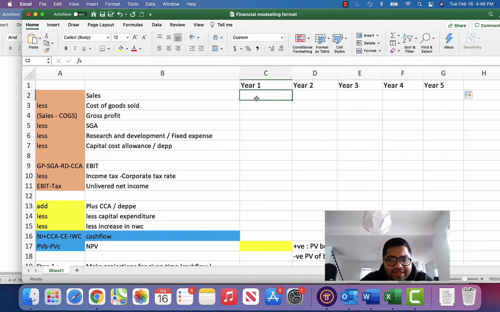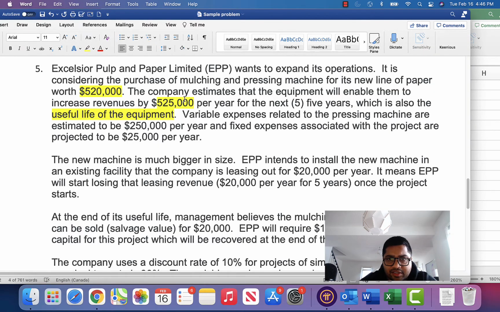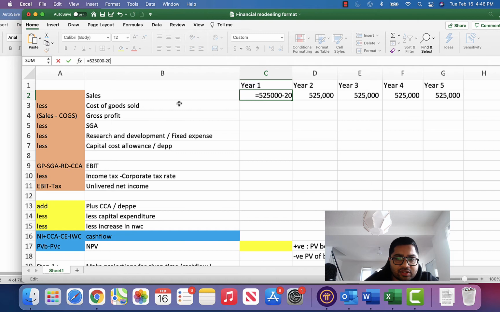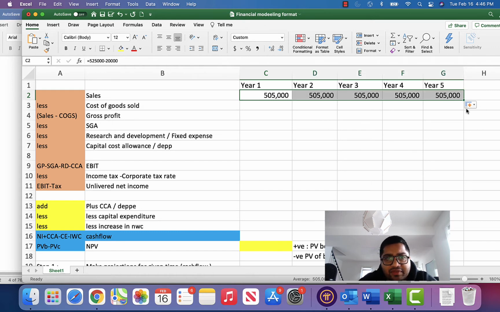Now, sales are $525,000. That is, it generates this much increase in revenue. But one thing to note: if you do this, you will lose out on the $20,000 that you're getting in rent. So I'm going to adjust this sales figure by 20,000. Revenues do go up by 525, but you lose out on leasing revenue, so the revenue change is only 505. This is one key point to note.